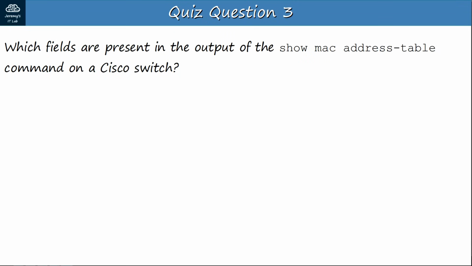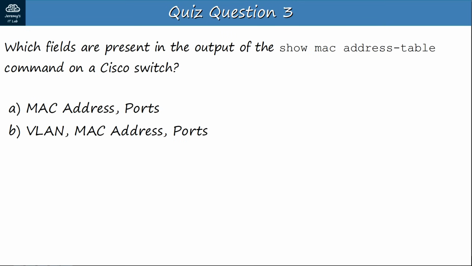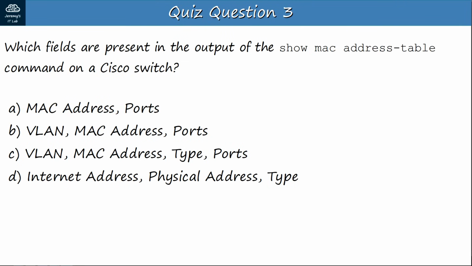Which fields are present in the output of the show mac address-table command on a Cisco switch? A, MAC address and ports. B, VLAN, MAC address and ports. C, VLAN, MAC address, type, and ports. D, Internet address, physical address, and type. Pause the video to think about your answer. The answer is C, VLAN, MAC address, type, and ports.